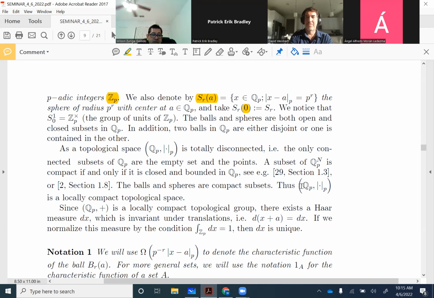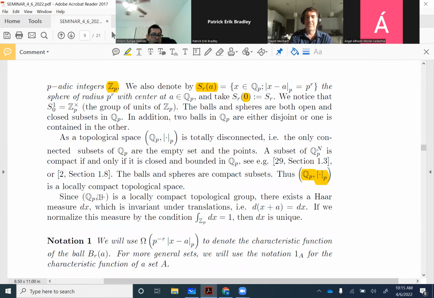As a consequence of this, Q_p, this metric space, is a locally compact topological space because the balls are compact subsets. Now, Q_p with the sum is a group and also a topological space. Since the sum is a continuous function with respect to the topology, this group is a locally compact topological group. There is a theorem called the Haar theorem.